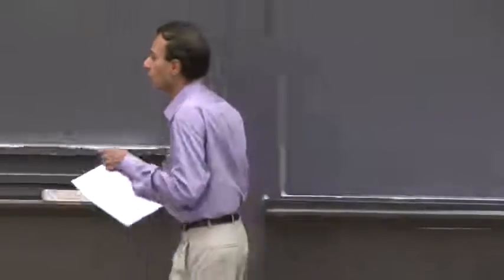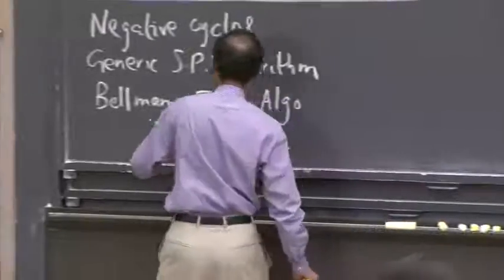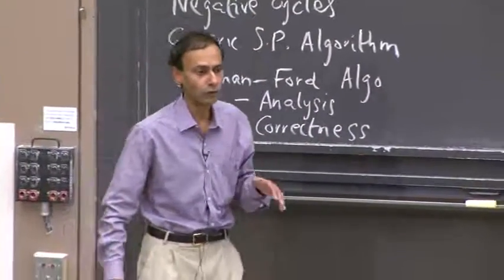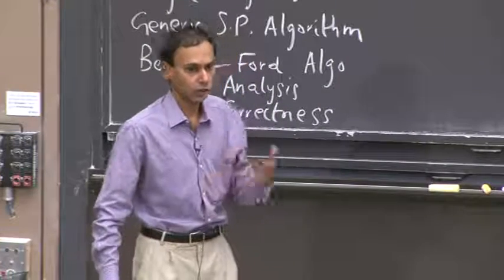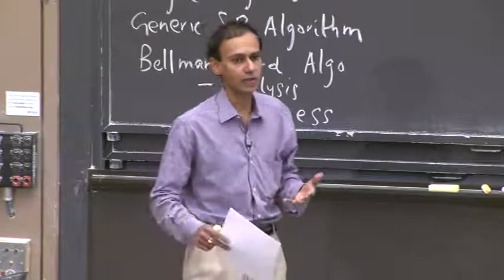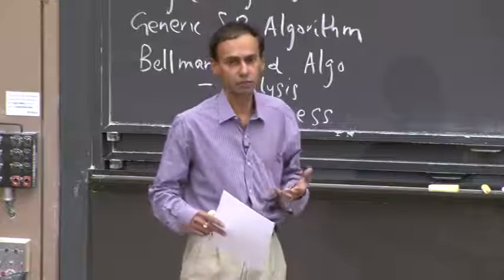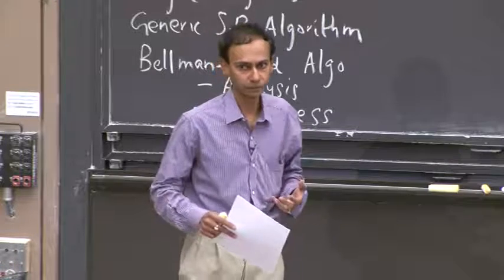It's fairly easy to describe, and what we'll do is describe it, analyze its complexity, and for once we'll do a formal proof of its correctness to show that it reports the existence of negative cycles if they do exist, and if they don't exist, it correctly computes shortest path weights.